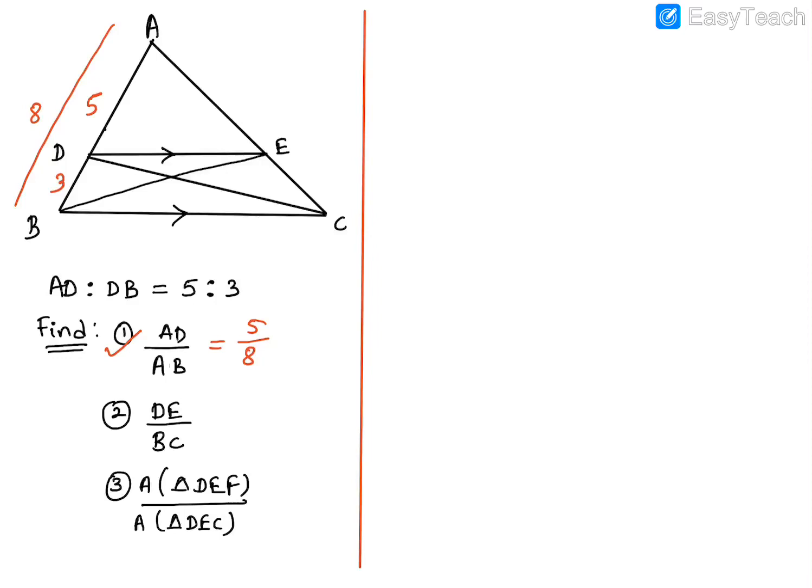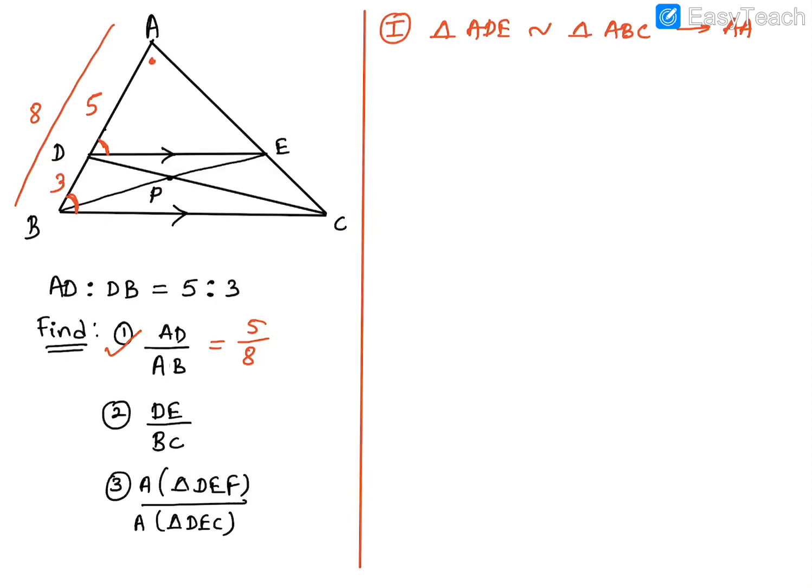For DE upon BC, first we need to prove that triangle ADE is similar to triangle ABC. How will you prove them similar? By the angle-angle test of similarity. Look how, because this angle is equal to this angle, corresponding angles, and that's a common angle. That's why these two triangles are similar. Now let's say this point is P out here.